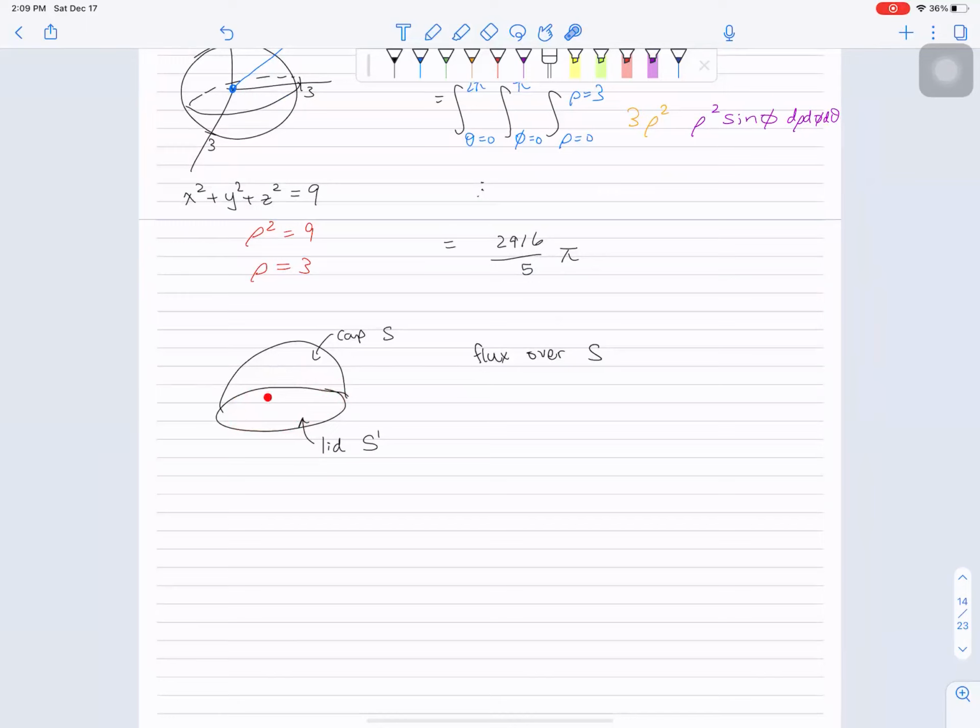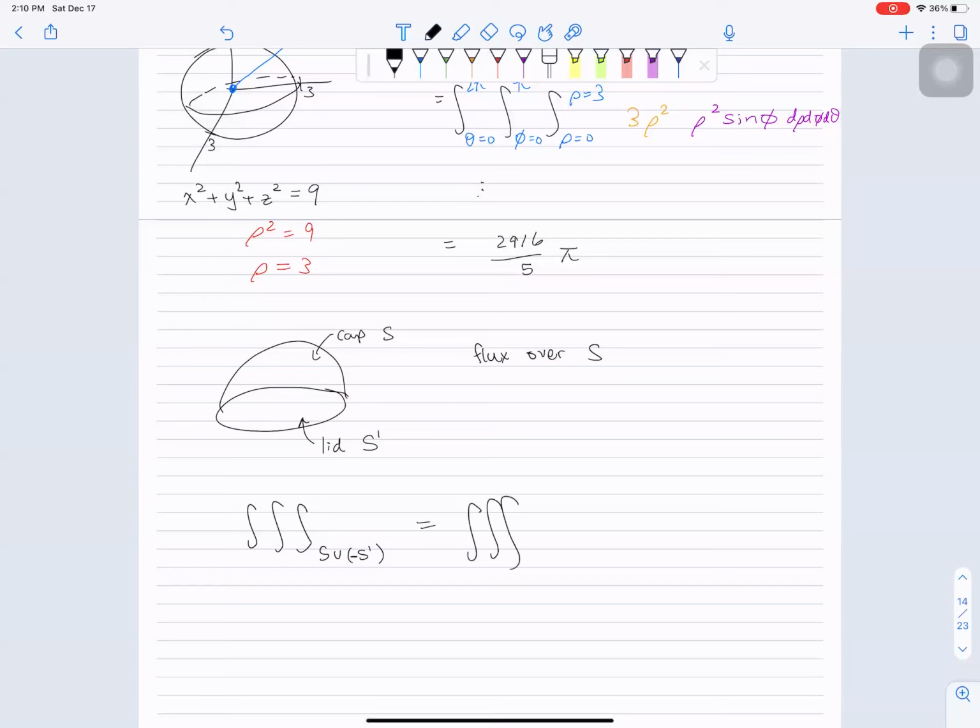Because if it was closed, we could use Gauss's theorem. Let's pretend it's closed for now. Gauss's theorem says that the triple integral of S with the lid is going to go in the opposite direction, a negative direction. The reason this negative is there has a little bit to do with orientation. Our cap goes one way and our lid is going to go the other way. You don't really have to know the derivation of this.